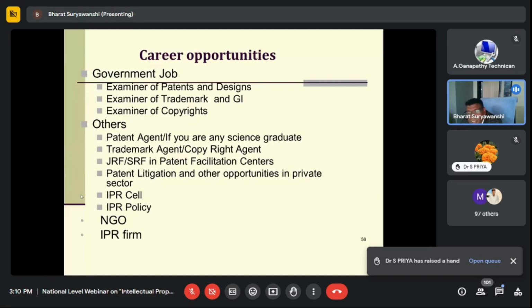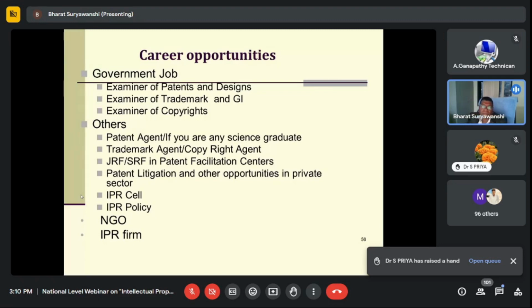If you want to work as a patent agent, you should be a science graduate. Only an interested person can become one. A science graduate can become a patent agent. There are two papers, one objective and another descriptive. If you qualify the exam, then you get a patent agent number from the Government of India.